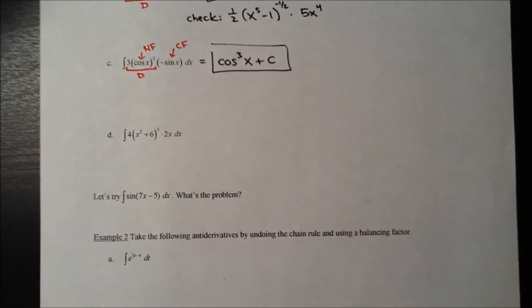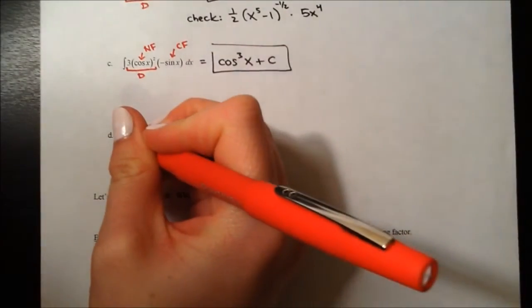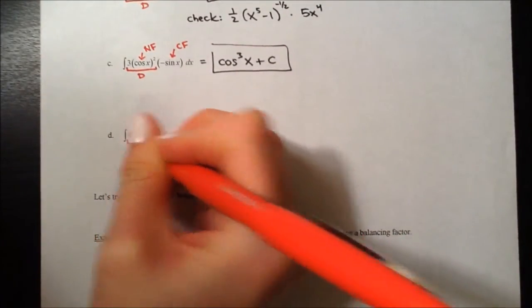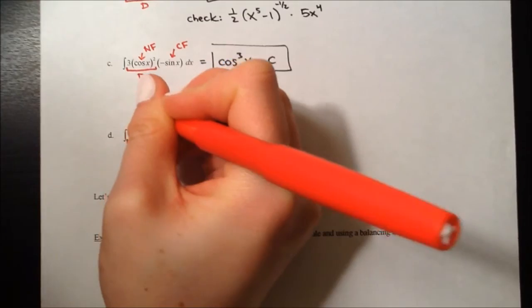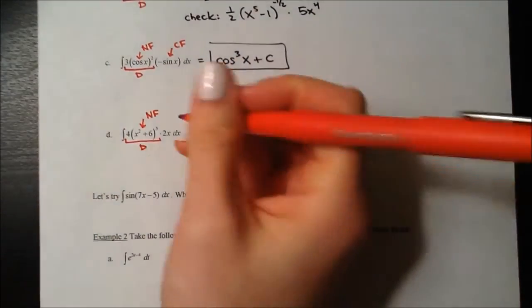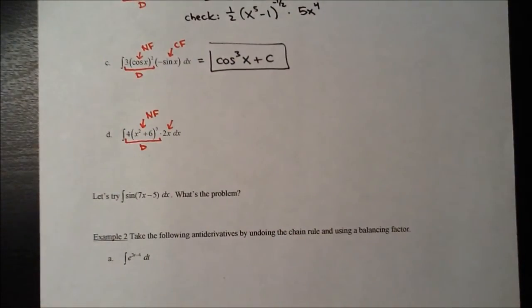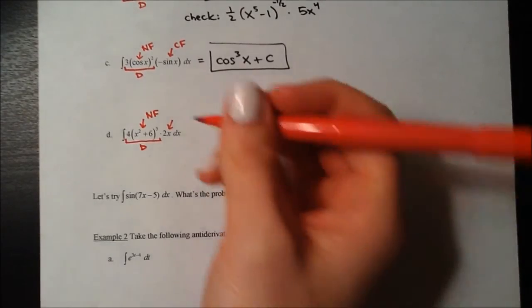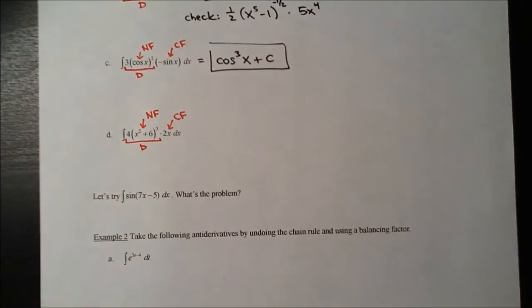Okay, one more in this form. We've got this whole piece right here is the derivative part. Here's our nested function, the x squared plus 6. And then there is a perfect derivative of the nested function. The derivative of x squared plus 6 is 2x. So there's our correction factor.